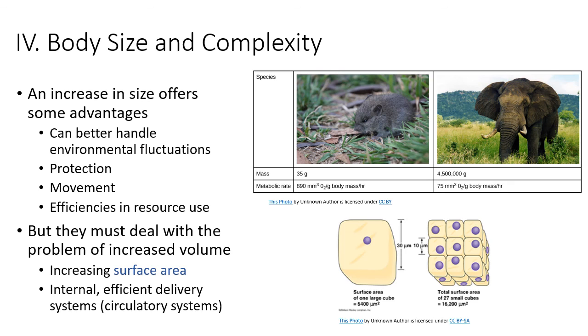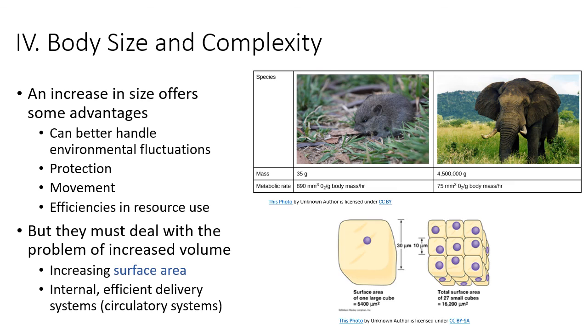But you do have to deal with the problem of increased volume. So the larger you get, the harder it's going to be to get the nutrients and things you need to your cells. And so the multicellular organism solves that problem by creating lots of little cells, which increases the surface area. Cells don't get very big for that very reason. You can't get all the nutrients and waste products in and out of a very large cell very efficiently.